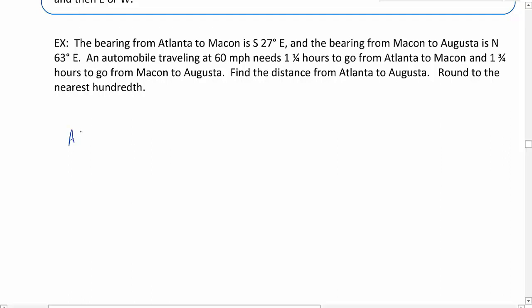So we're starting in Atlanta, and then we're traveling to Macon on a bearing of south 27 degrees to the east. We're going to start with a south line, and then from this south line, we want to rotate 27 degrees to the east, and that's going to be to the right. So 27 degrees.